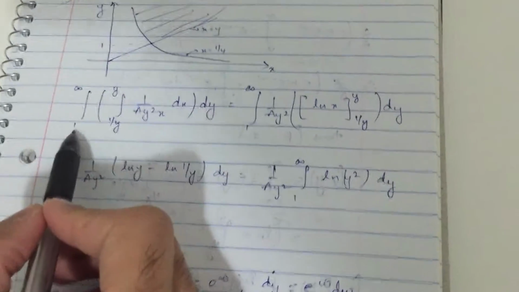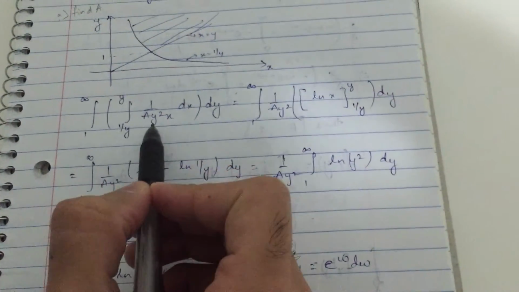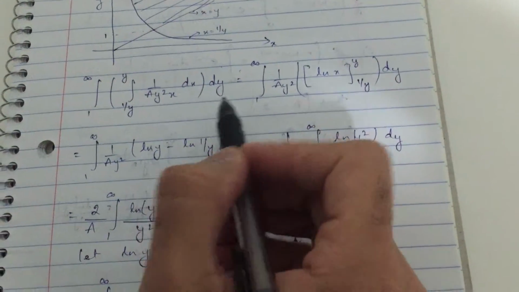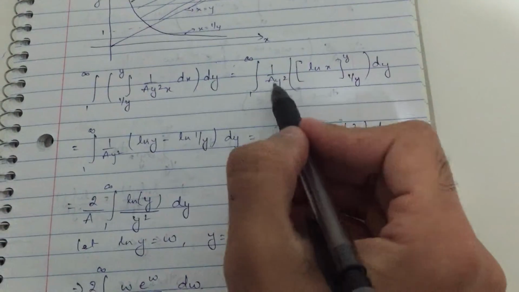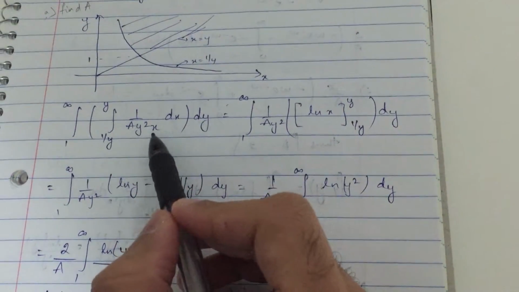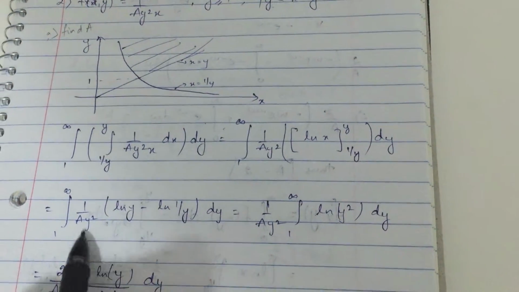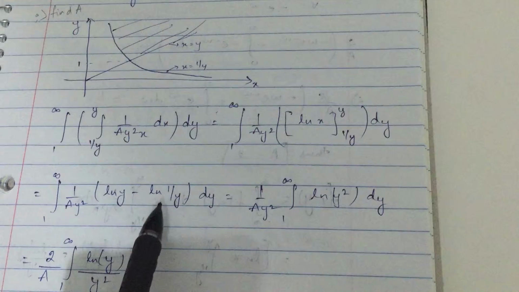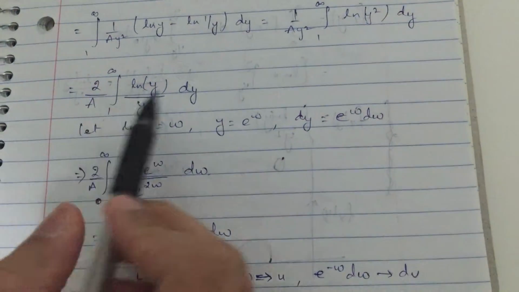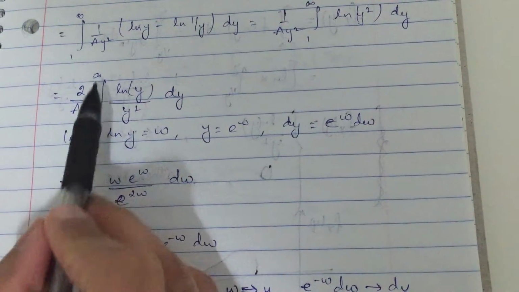So for finding a, we know that the double integral from 1 to infinity and from 1 by y to y of f(x,y) dx dy, just solving this dx into dy, this becomes 1 by a y square. The integral of 1 by x becomes ln x, and limits are 1 by y to y. So this becomes 1 by a y square times ln y minus ln of 1 by y, and just solving it, this becomes 2 by a ln y by y square into dy, and integrating it from 1 to infinity.